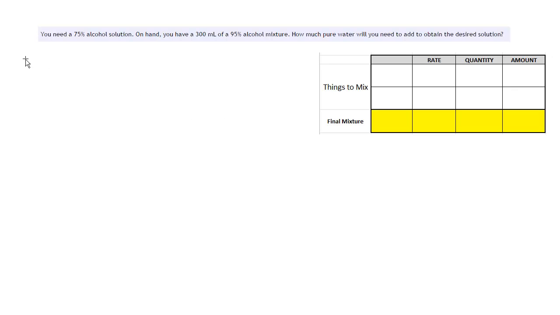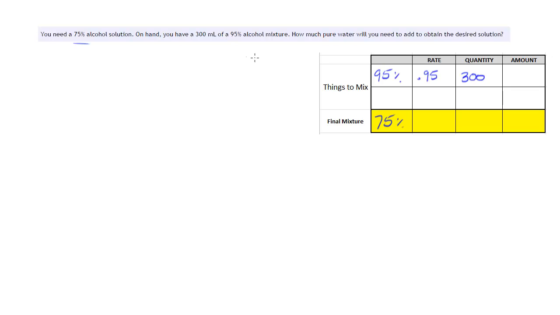All right, so let's start with just kind of doing the information here as we have in the order that they give us. The first thing they say is we need a 75% alcohol solution. That's our final mixture here. So we need 75%. On hand, we have 300 milliliters of a 95% solution. So let's put all that information in here. This is a 95% solution, which is a rate of 0.95, and we have 300 milliliters of it.